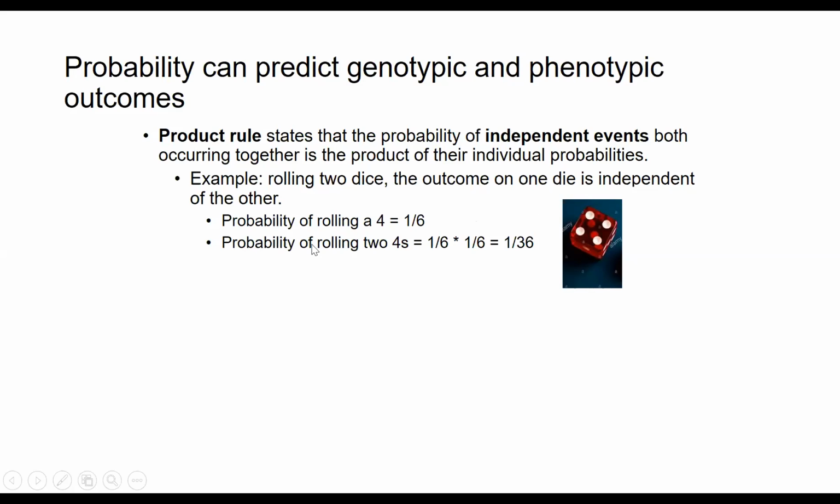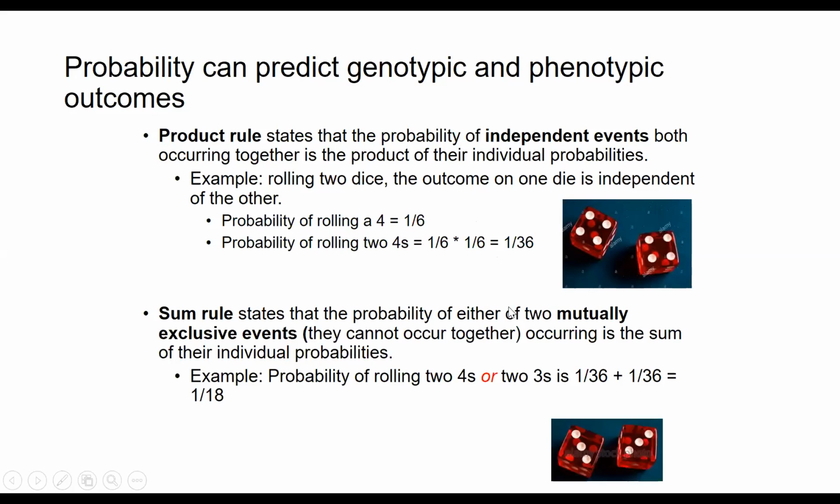So the probability of rolling two 4s would be 1/6 times 1/6, which ends up equaling 1/36. Okay. So the next case would be the sum rule. The sum rule states that the probability of either of two mutually exclusive events occurring is the sum of their individual probabilities.